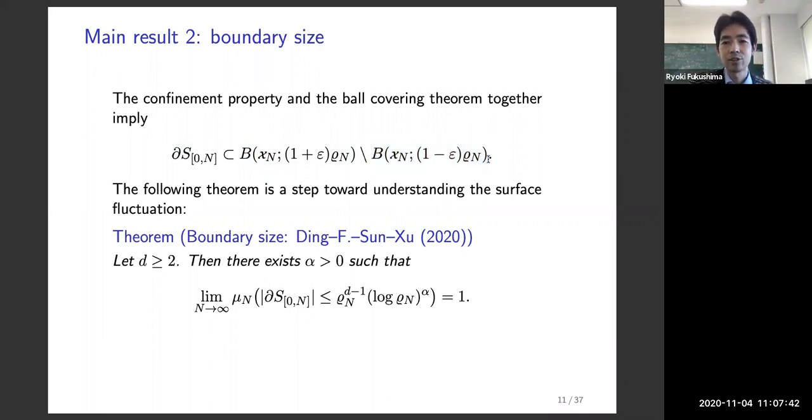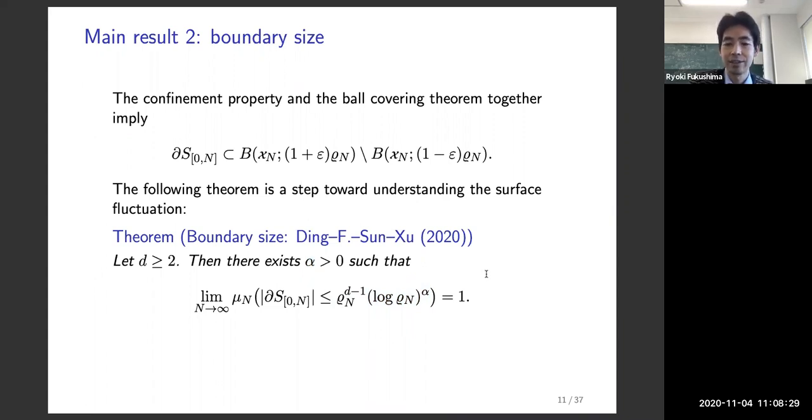Then it's natural to study the boundary fluctuation. Unfortunately, boundary fluctuation for this model is an extremely hard problem, and we have only a rather small step toward understanding surface fluctuation. What we could prove is the following. If you look at the cardinality of the boundary, it is bounded from above by rho n to the d-1, times log n to the alpha. This is exactly the scale of the boundary size of the ball. If it is really a ball, then it's a constant times rho n to the d-1. We have no good control on this alpha. It can be very large, but it's polylogarithmic.